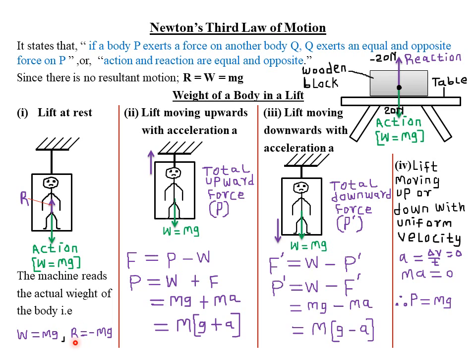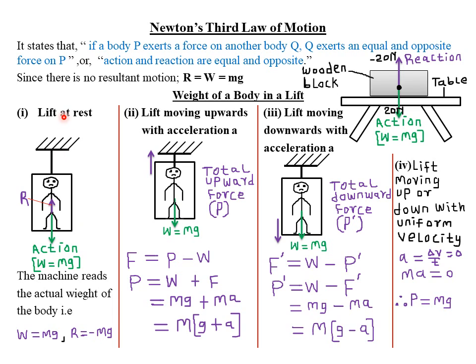Then the machine will also read the reaction force of the person, that is the upward force, because we know that action and reaction are equal but act in opposite directions. So the machine will read the weight of the person or the reaction of the person, but we know that action and reaction are just equal in magnitude, only that they act in opposite directions.